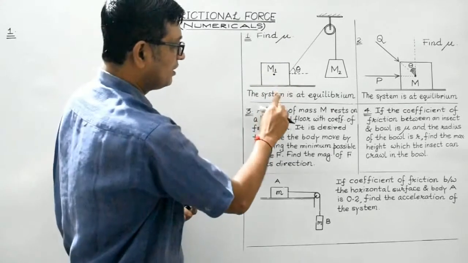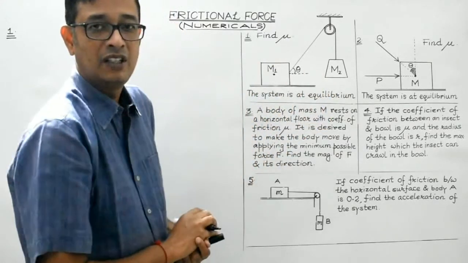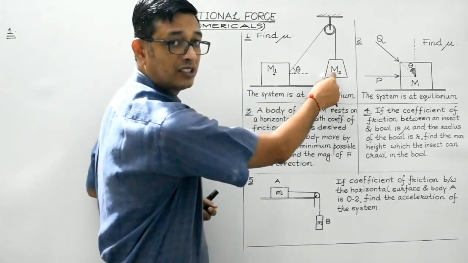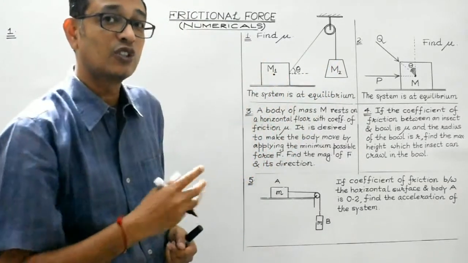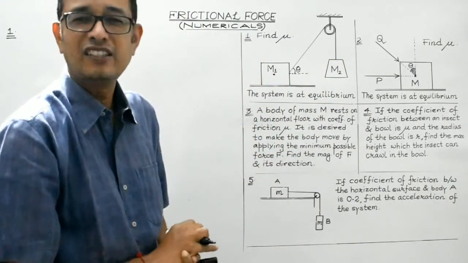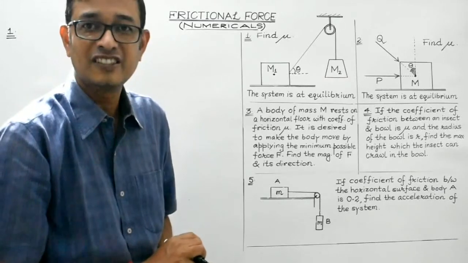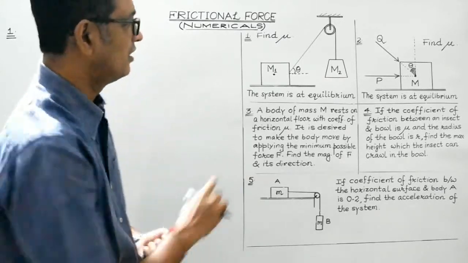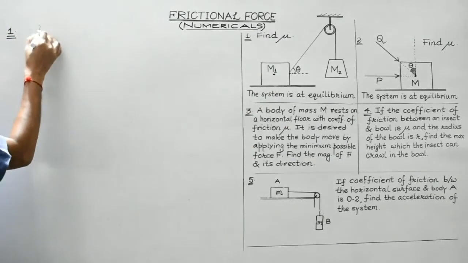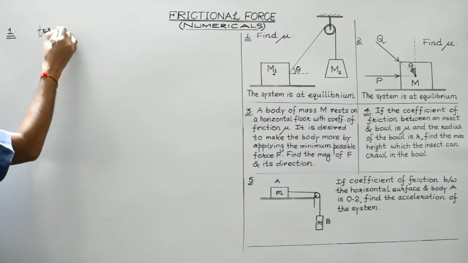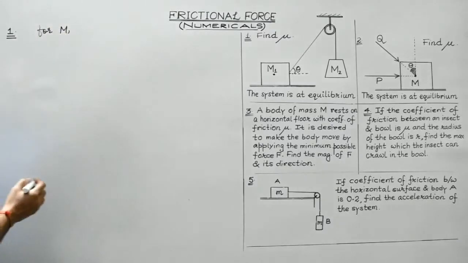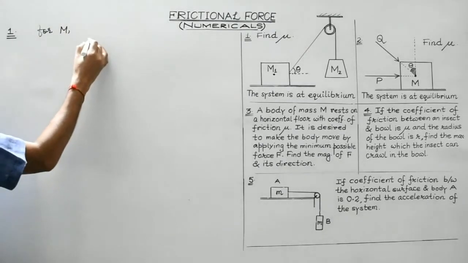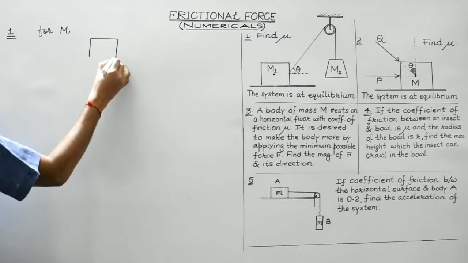Now the key point is the system is at equilibrium. So the net force acting on this body is 0, net force acting on this body is also 0. So we can easily solve it by constructing the free body diagram and then using the equations, right? So let's draw the free body diagram for M1, right? So the diagram is like this. This is the body of mass M1.